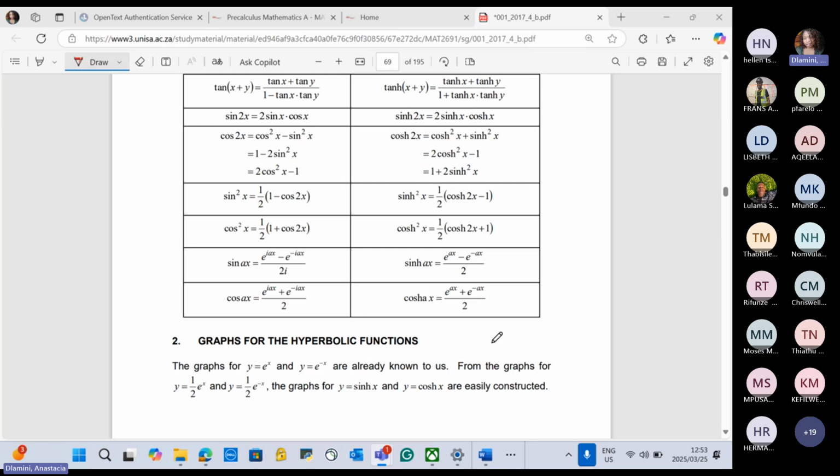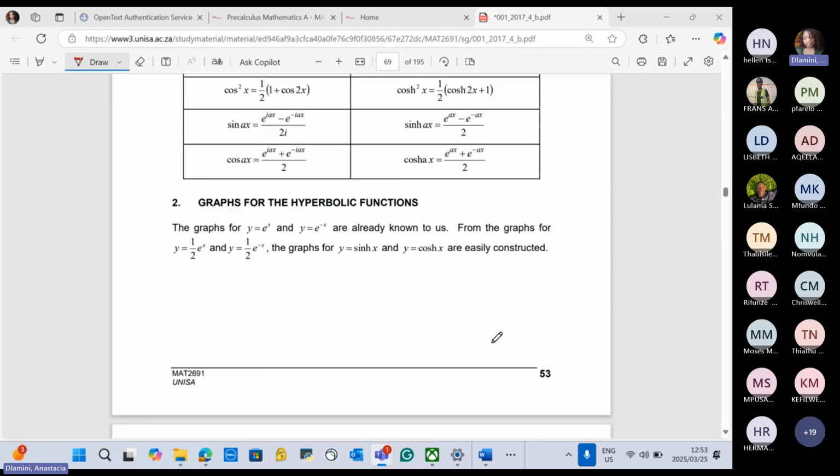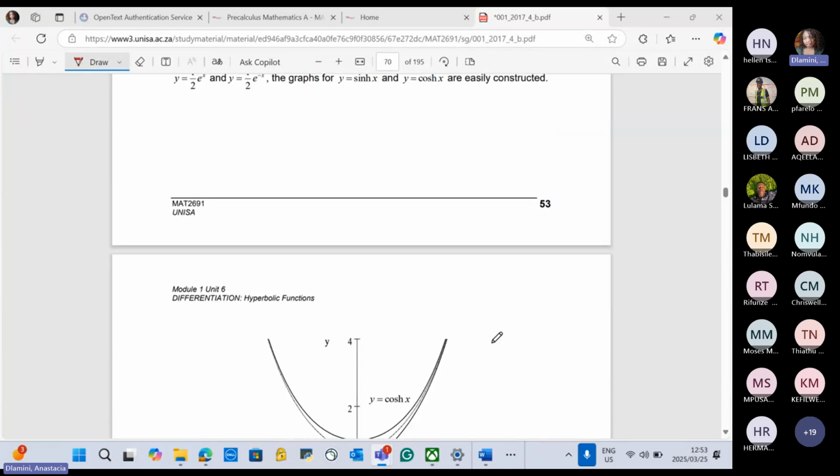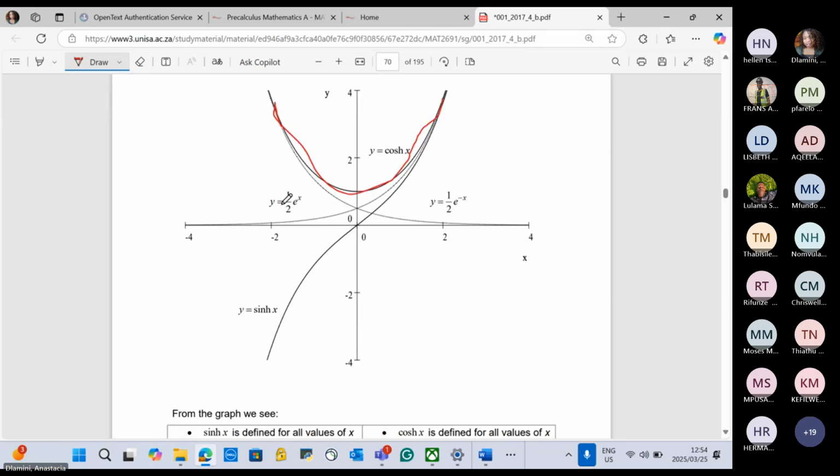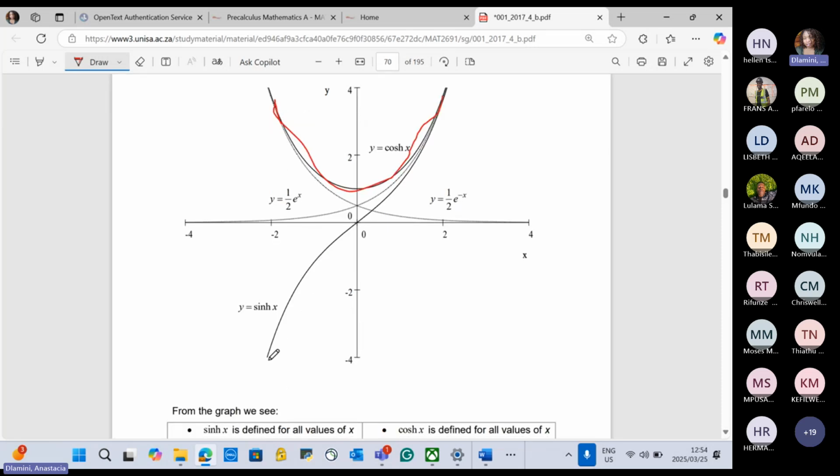So they say the graphs for the hyperbolic functions, because you have to know how to draw them. You know the graph for y equals x, and the graph for y equals negative x is also known to us. From these graphs, you can then draw y equals the hyperbolic function of sine, and y equals the hyperbolic function of cos. So these are the graphs. The top part is the hyperbolic function of cosh. Now this one is the hyperbolic function of sinh.